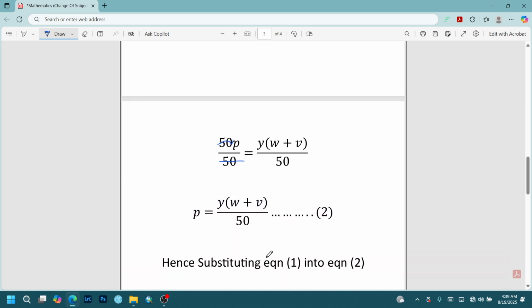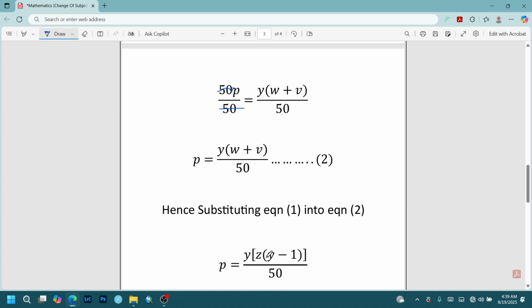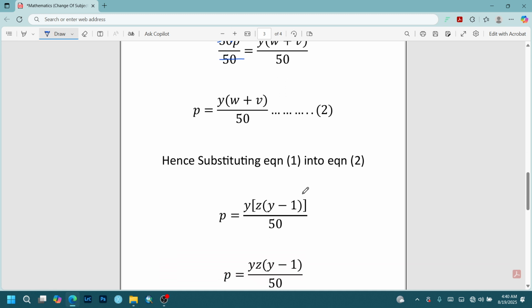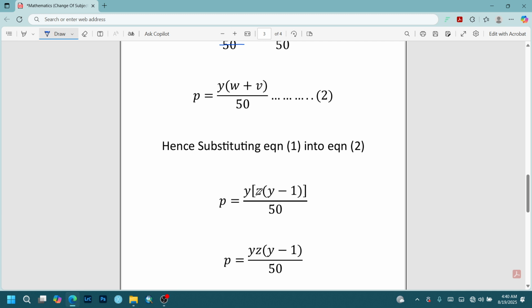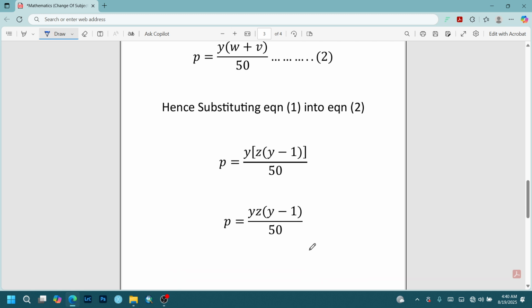Okay, so in doing so, our p is going to be y multiplying w plus v, which is giving us z multiplying y minus 1 over 50, right? So we've inserted our equation 1 into equation 2. Okay, so solving further to find p, y multiplying z multiplying y minus 1 will give us yz multiplying y minus 1.